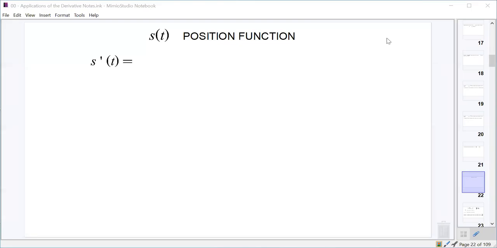The next topic we're going to talk about is a few little physics applications for derivatives. The first thing we're going to start with here is a function s of t. S of t is a common notation for a position function, position of a particle. For our class, normally that particle will be moving either in a horizontal line or a vertical line.